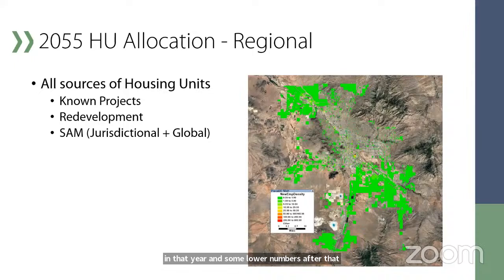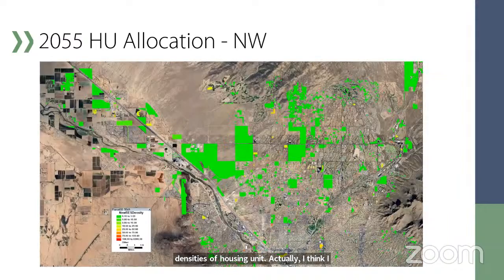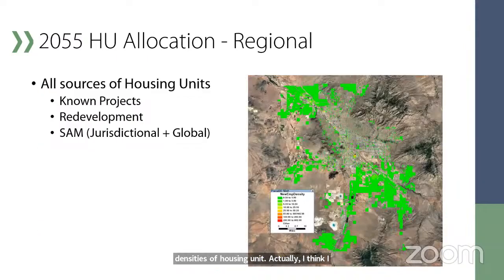Moving on to the 2055 preliminary results. These are the densities of housing unit. Actually, I think this might be the old slide, or perhaps this slide didn't get updated. My apologies. So this is actually showing employments. So I will skip over the global housing unit look and move on to the details.